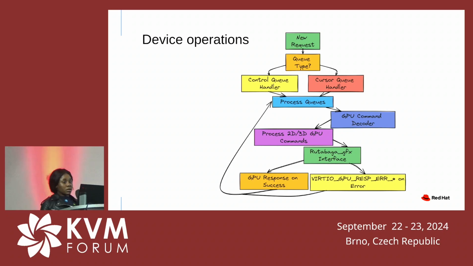So during the processing, the GPU command decoder decodes the GPU command and uses the Rutabaga interface to process the intermediate representations of these GPU commands. And in the end, a response is sent only after the command processing is complete. So on success, it will send a successful response, or on error, return one of the error codes.